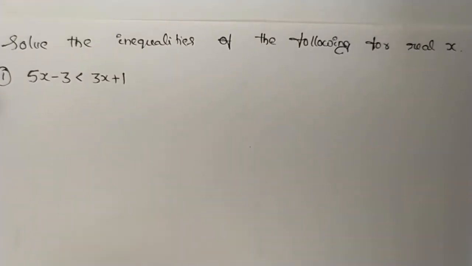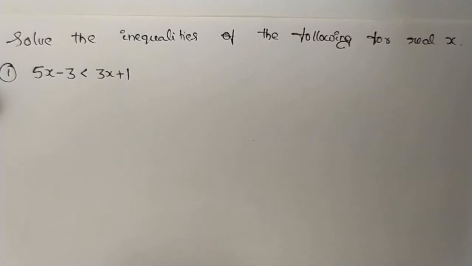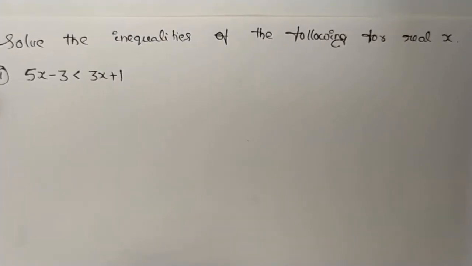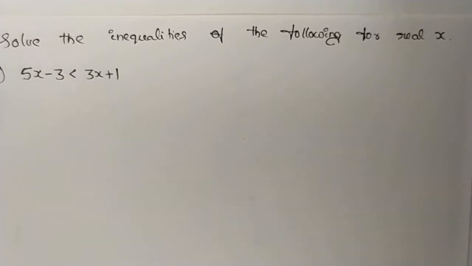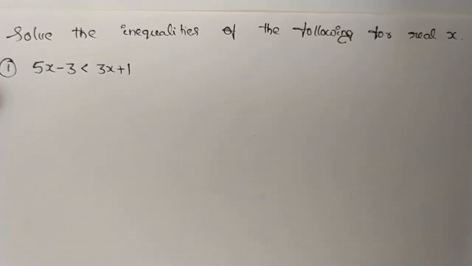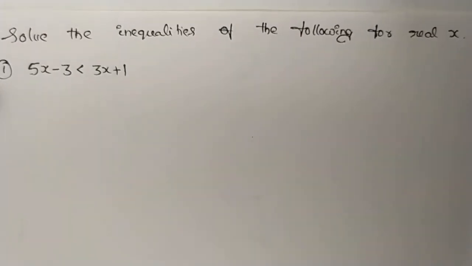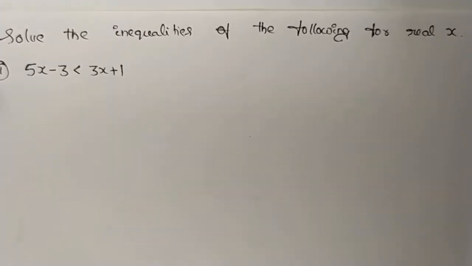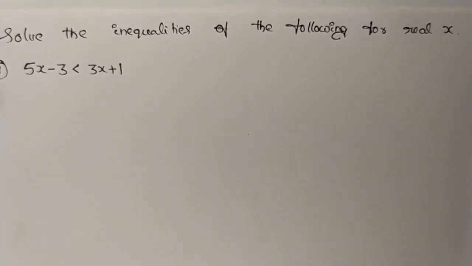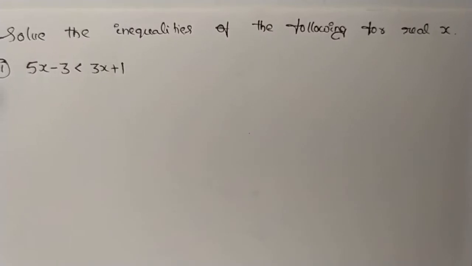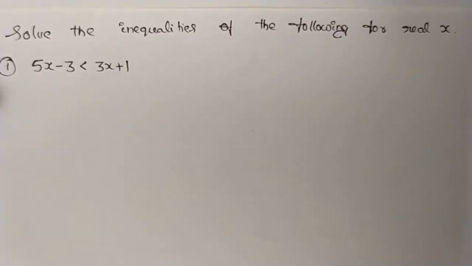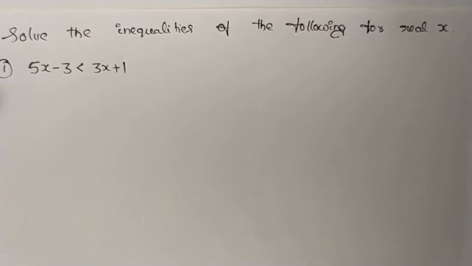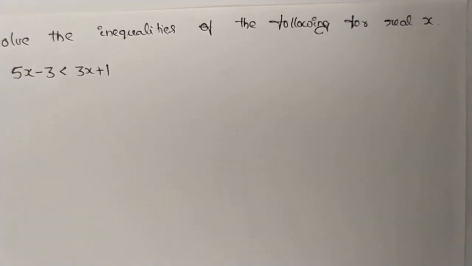In our previous class, we solved some inequalities when x is a natural number and x is an integer, isn't it? So in this class also, we will continue with the same problems, but here we are going to find the solution set when x is a real number. Here we have the question: solve the inequalities of the following for real x.